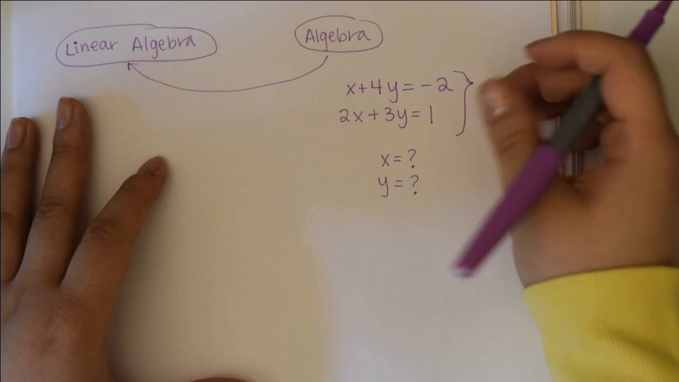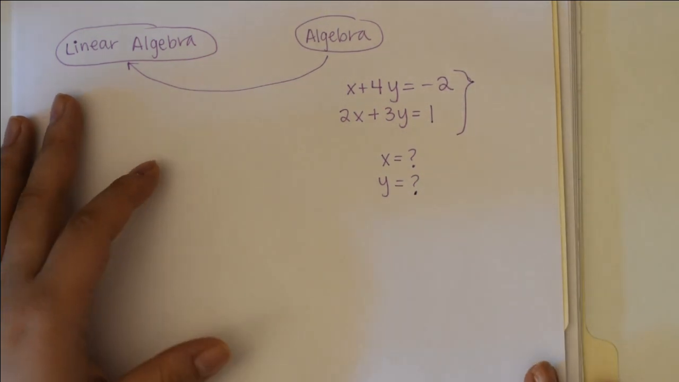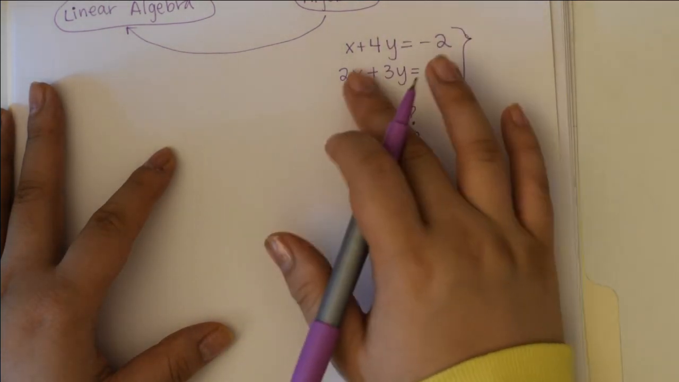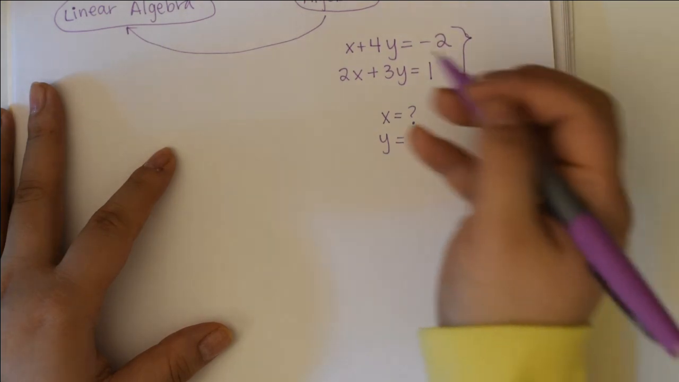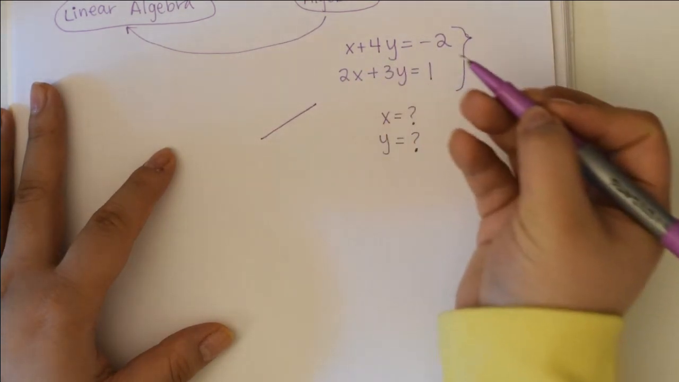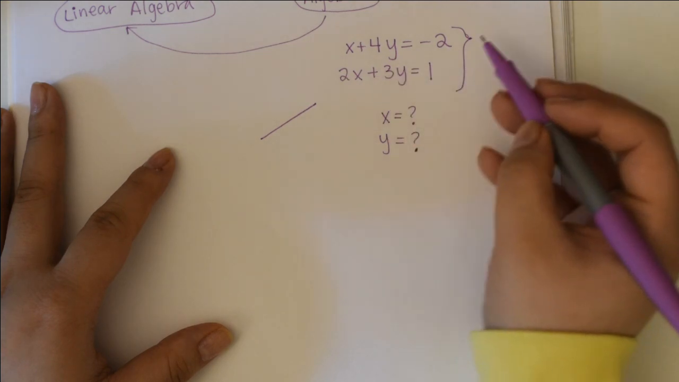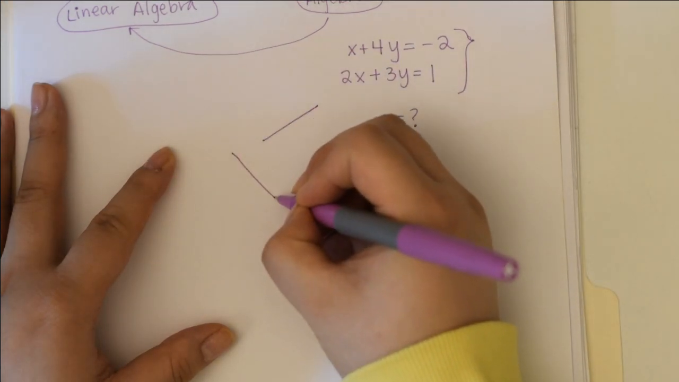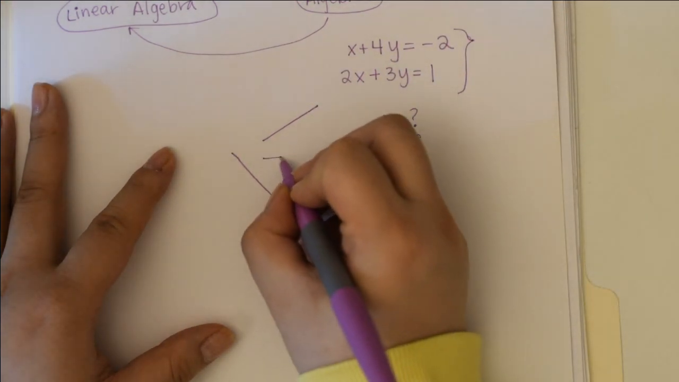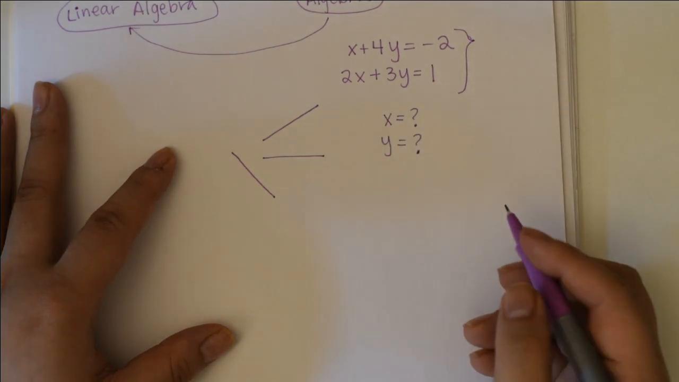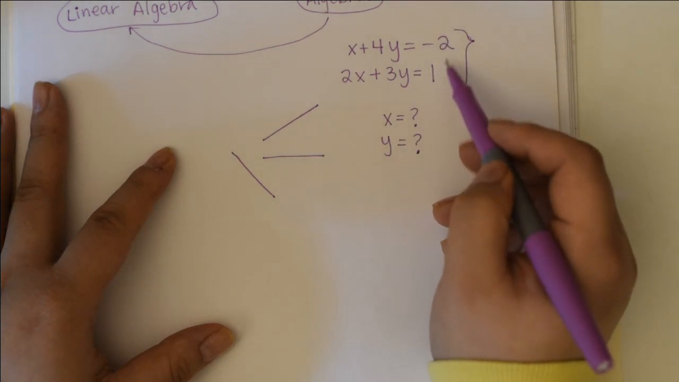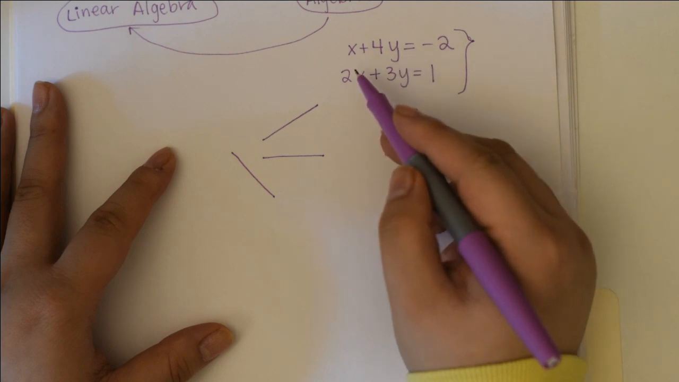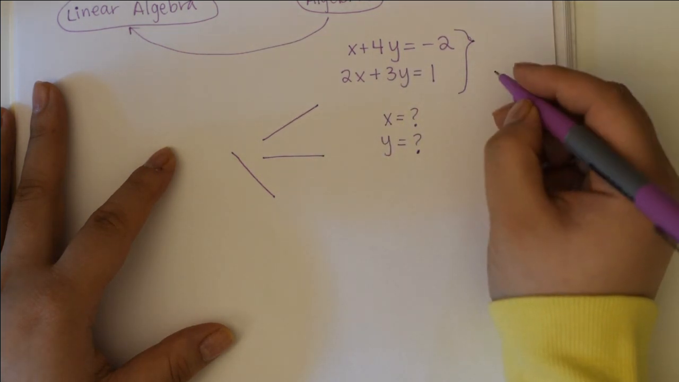We haven't quite covered this in algebra yet, but these are linear equations because when you graph them, you get lines. When you graph this, it's a line, and when you graph this, it's a line. We don't know yet what they look like, but to represent an actual solution, an x and a y, we're going to look at where the two lines intersect, if at all.